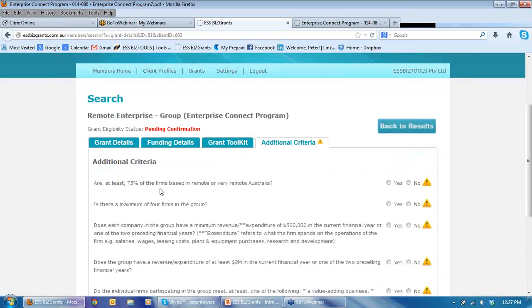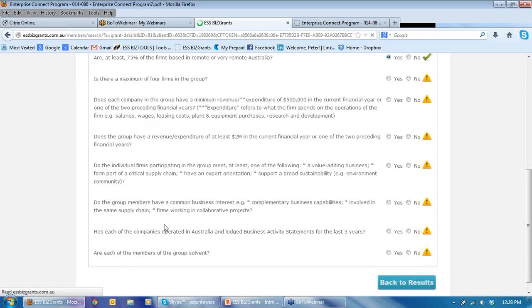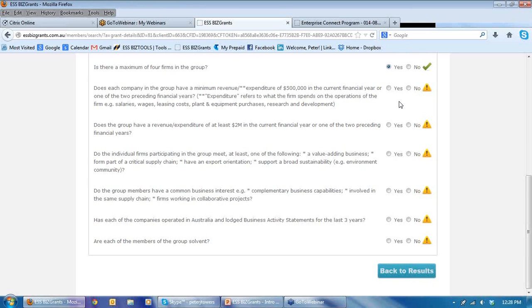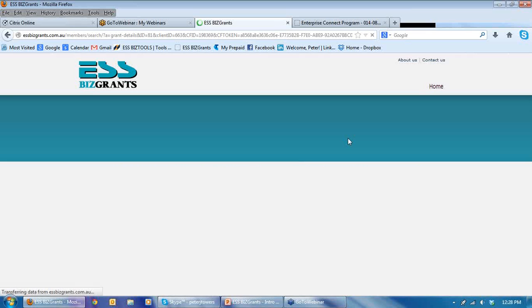So the requirement is that 75% of the firms must be based in a remote or very remote area. So if this motel was working in conjunction with a tour operator and a bus operator and other people who maybe were located in the remote area, we might be able to answer yes to that. Is there a maximum of 4 firms in the group? And we say, yeah, that's all there's going to be. Has each of the companies got a turnover of over 500,000? We say yes. Does the group have revenue expenditure of at least $2 million in the last 12 months?